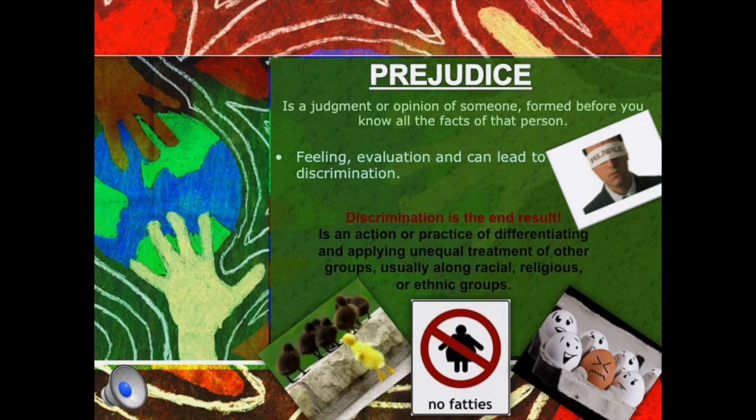Discrimination is an action or practice of differentiating and applying unequal treatment of other groups, usually along racial, religious, or ethnic lines. Discrimination is a negative action. There is discrimination based on race, appearance, culture, ethnicity, and all the factors that prejudice and stereotype. There are unlawful and not unlawful types of discrimination. For example, unlawful, like sexual and racial discrimination, or not unlawful, like a coach taking sides with a favorite player.